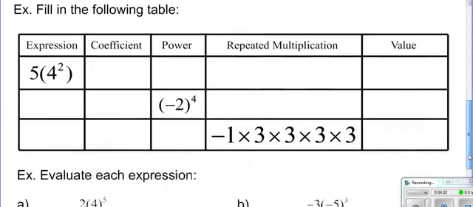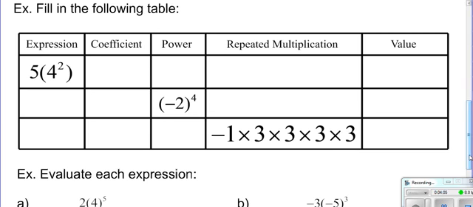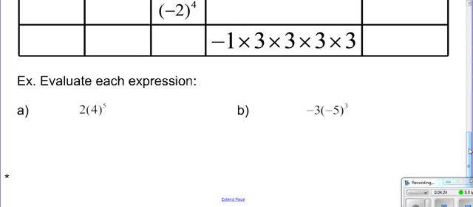Okay, so you have a table. I would like you to try filling in this table of what is the expression, what is the coefficient, what is the power, and what does it look like as repeated multiplication. We're going to check this over in class tomorrow to see how you do. But we'll do these next examples together.